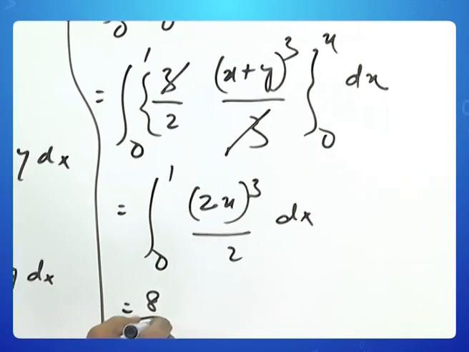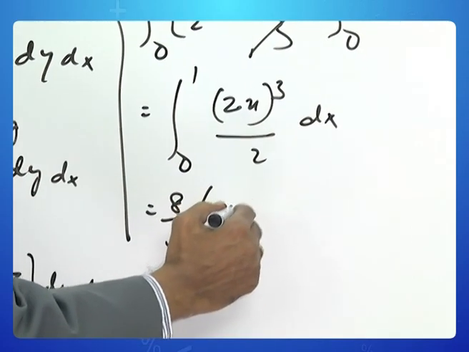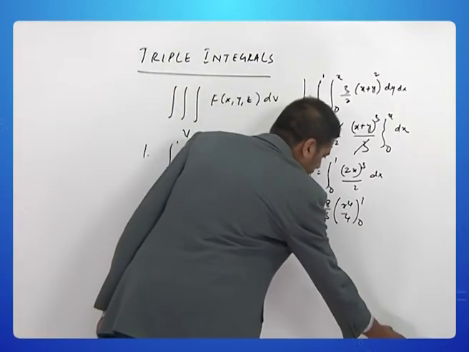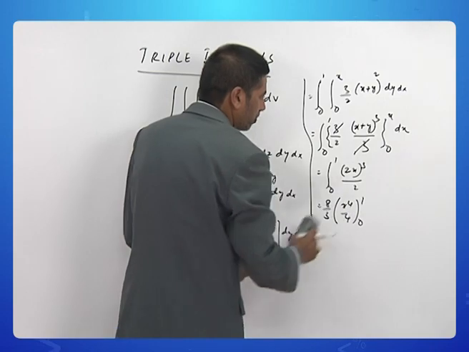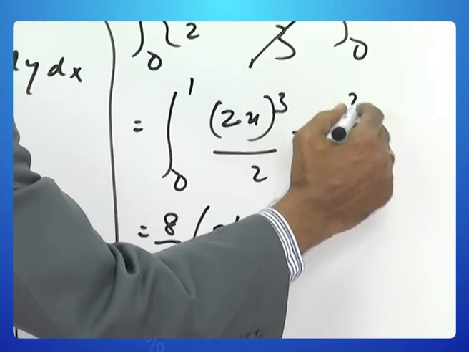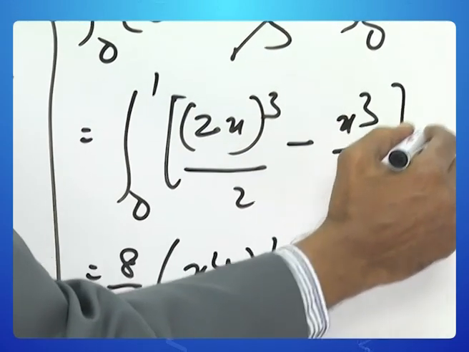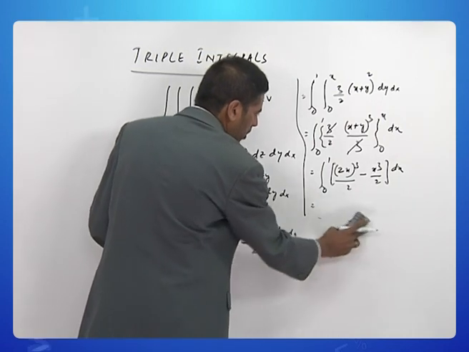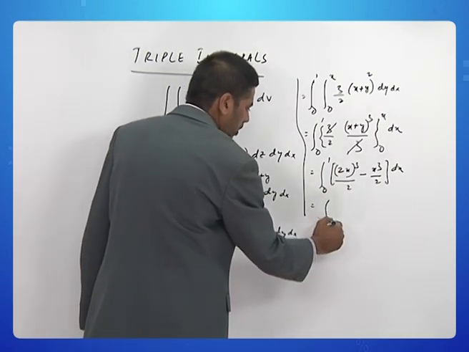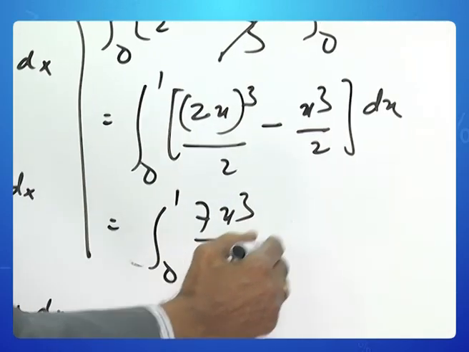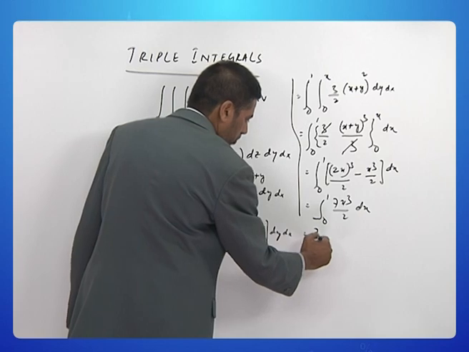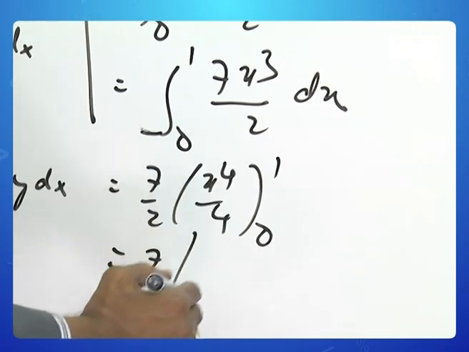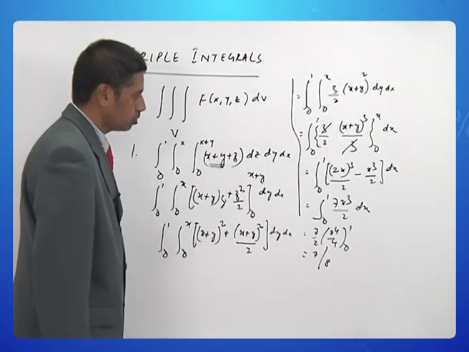So this is 8 by 3, x power 4 by 4. Of course, the lower limit of integration is also there. So there is a small modification here, minus x cube by 2. So we can make it 8x cube minus x cube as 7x cube by 2 dx. 7 by 2 x power 4 by 4 from 0 to 1. That leaves 7 by 8 as the output.